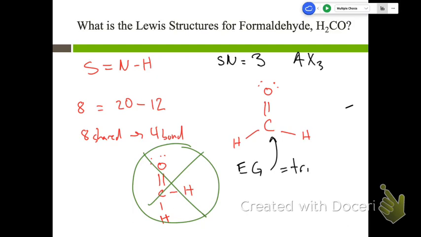So there's a triangle, so it's trigonal, and it's all in one plane. Trigonal planar. And then what about the molecular shape?